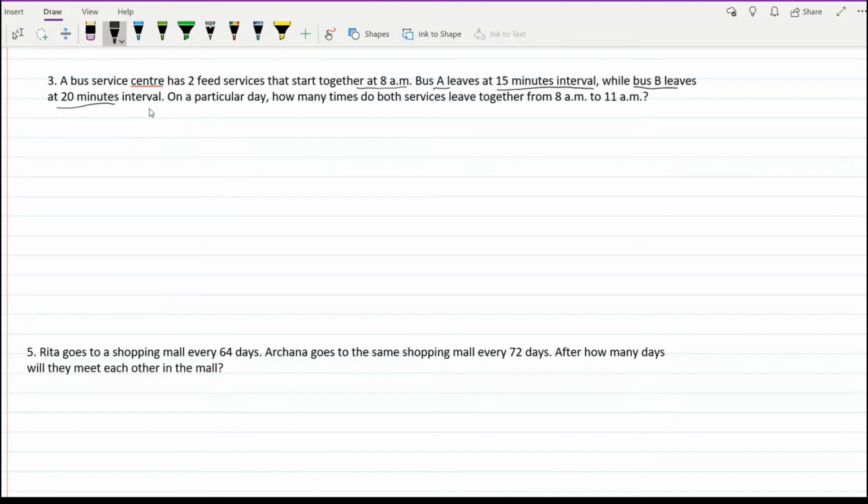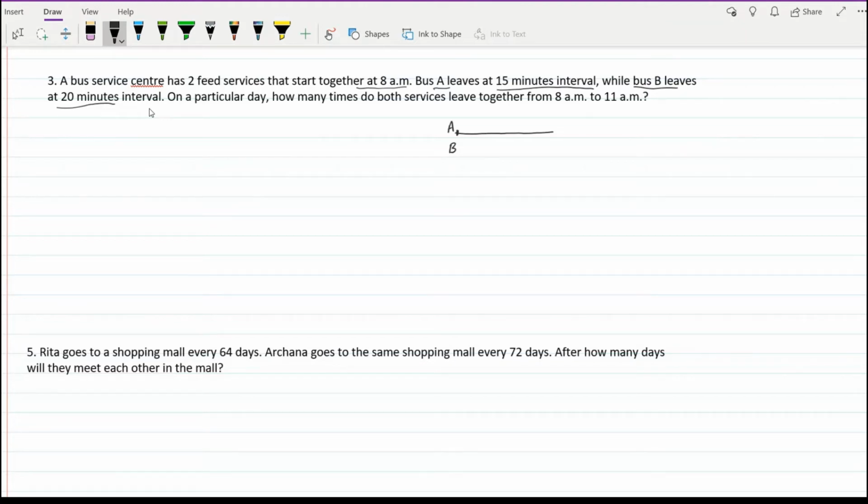Okay, so how can we find it out? So here I will draw a figure like this. Okay, I will just draw a line. So this is the service center, the bus service center. Here I have marked it as the bus service center. From this center, bus A and bus B, 2 buses are leaving from the same center. Okay, so if from the service center the bus A leaves, the time interval of each trip, that is 15 minutes time interval, is there.